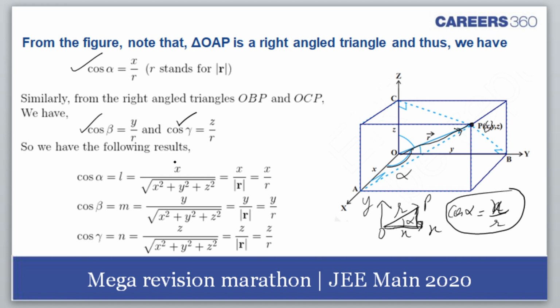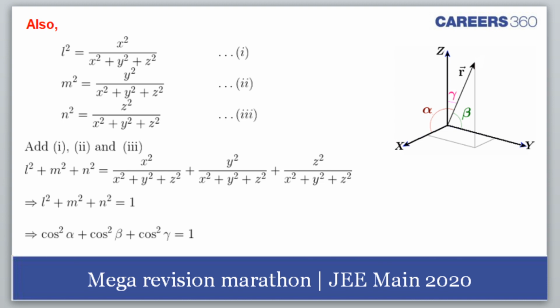So r is nothing but the modulus of the vector. So it would be under root x square plus y square plus z square. So we have cos alpha, cos beta, cos gamma, which are represented by L, M and N. This is what I wrote in the previous slide. Okay. So we go on to the next concept. By the way, we want to find a relationship between the direction cosines. So what's the relation between direction cosines?